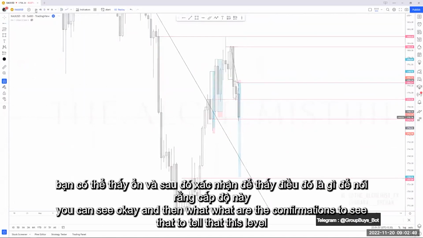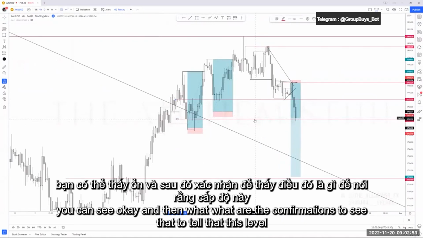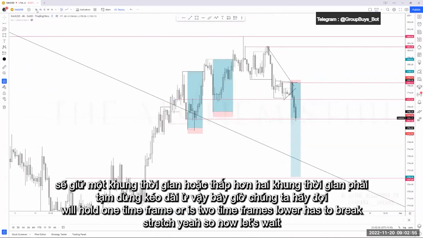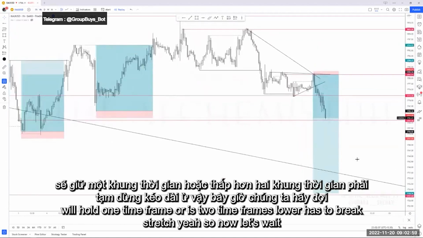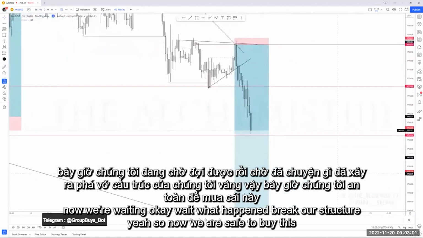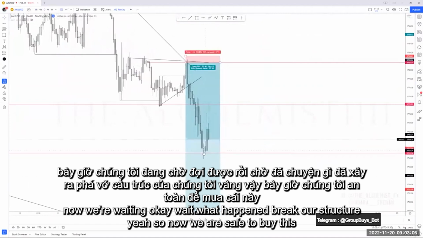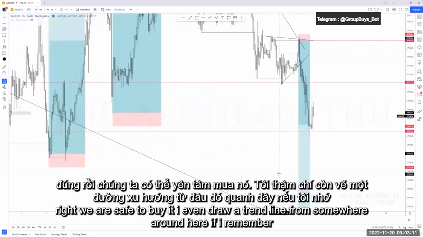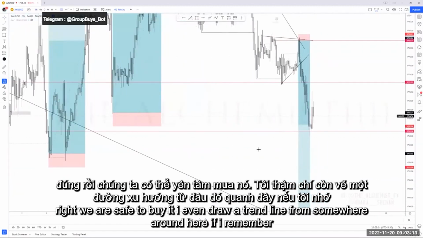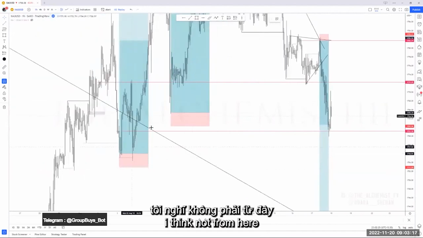And then what are the confirmations to tell that this level will hold? One time frame or 2 time frames lower has to break structure. Right? So now let's wait. What happened? Breakout structure. So now we are safe to buy this, right? I even drew a trend line from somewhere around here, if I remember. I think not from here.